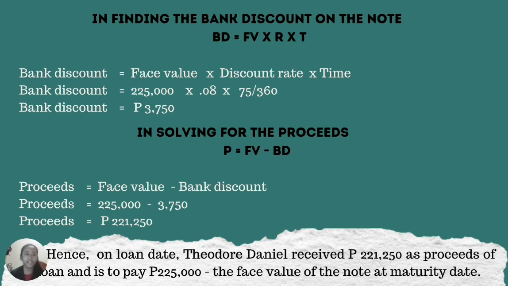In solving for the proceeds, we have the formula: proceeds equals face value minus bank discount. Let us substitute the given values: 225,000 minus 3,750 equals 221,250. Hence, on the loan date, Theodore Daniel received 221,250 as proceeds of the loan, and is to pay 225,000, the face value of the note, at maturity date.